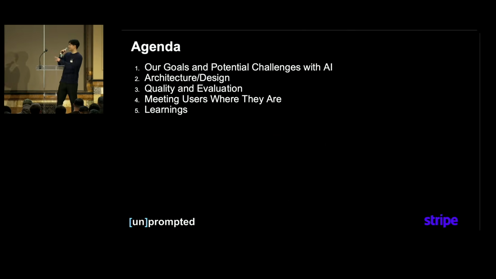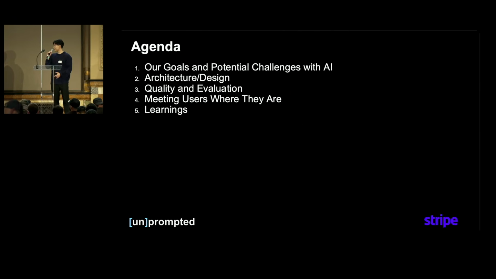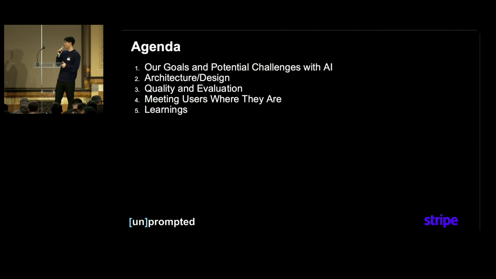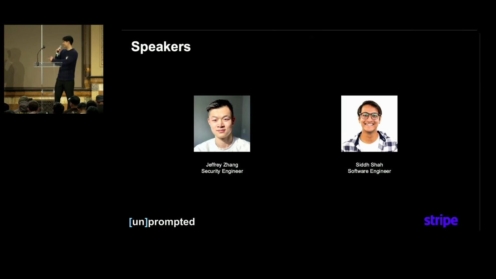So here's our agenda for today, but very concretely, we're going to dive into the architecture of these agents, how we approached quality and measured accuracy, how we met users where they were throughout the process, and finally finish off with some learnings. And as mentioned before, Sid and I are software and security engineers at Stripe.